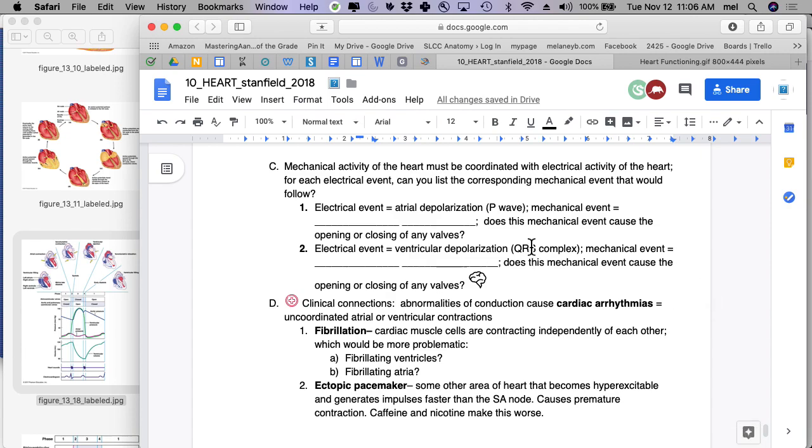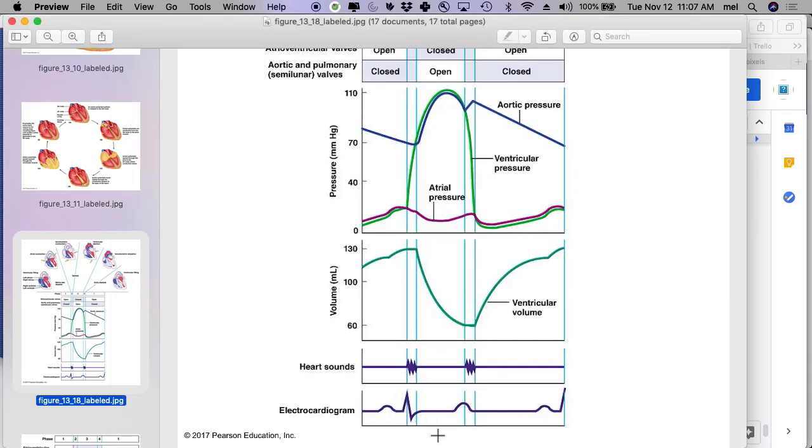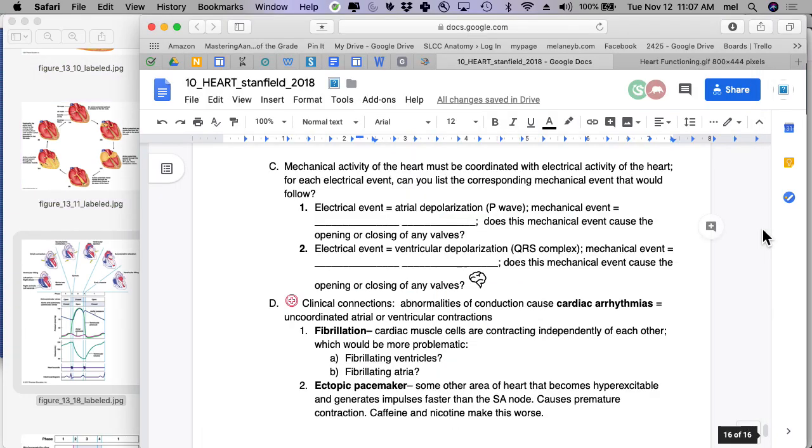Here's a question for you. Please get this right. Does this mechanical event, atrial contraction, cause the opening or closing of any valves? No, it does not. It's just the pressure of venous return that causes the opening of the AV valves. Now the electrical event is ventricular depolarization, represented by the QRS complex. Everybody with me? The mechanical event that is caused by ventricular depolarization is ventricular contraction.